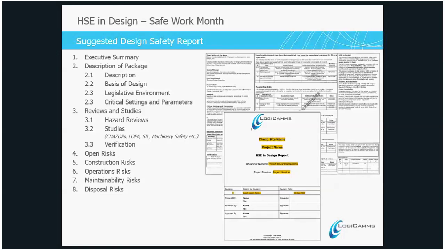Any reviews or studies that have been done and how we verified the process. Any open risks that still exist in the design that haven't been closed out. Any construction risks, any operational risks, any maintainable risks, and any disposal risks. Obviously, from a disposal point of view, we can't know how things will be done in, say, 40 years' time. So disposal risks are those risks associated with what we know today.